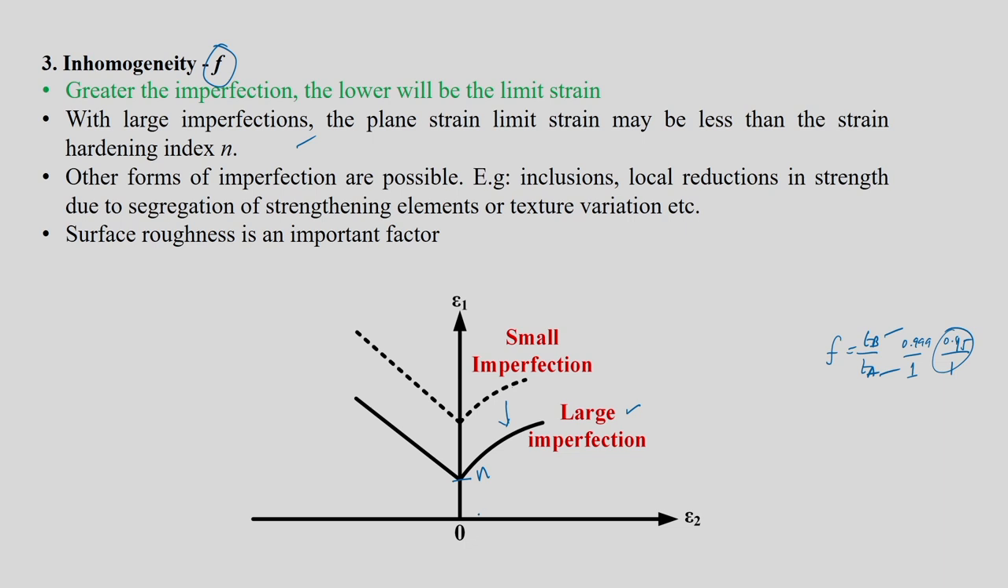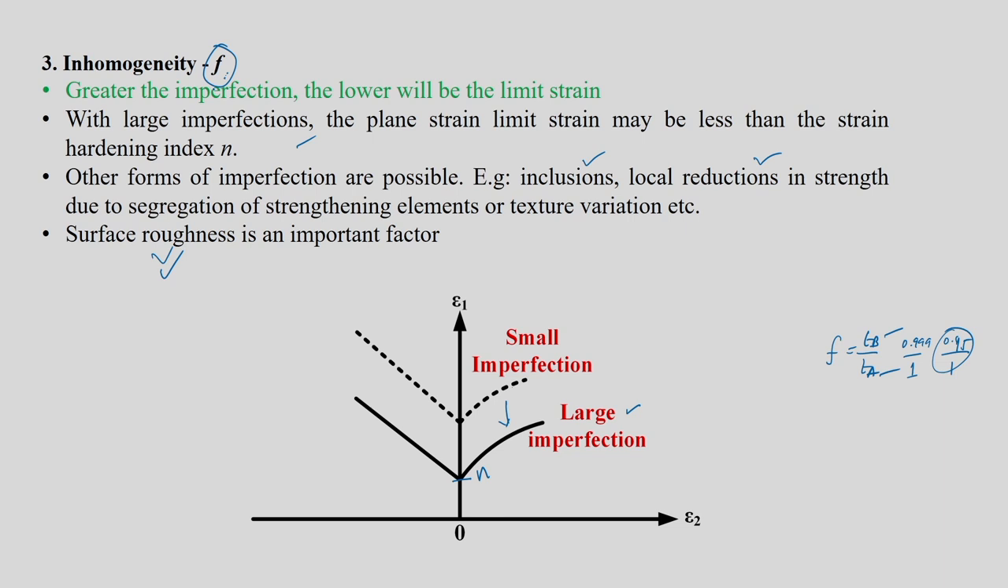Okay, so other than thickness imperfection, practically you will see that inclusions are there, local reductions in strength due to segregation of strengthening elements, or texture variation. These are all other situations which one has to take care of. Surface roughness also plays a bigger role and can be connected. So, how do you relate the surface roughness of a sheet to formability? It is through imperfection, through defining this kind of F, the inhomogeneity factor. Okay, they can be related.